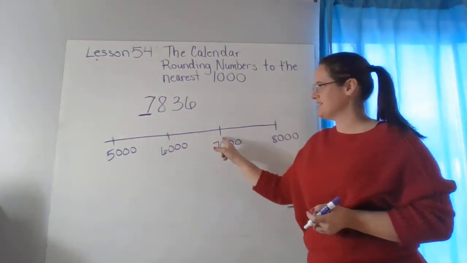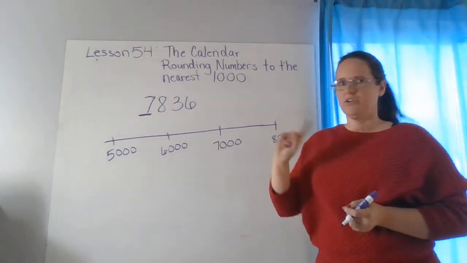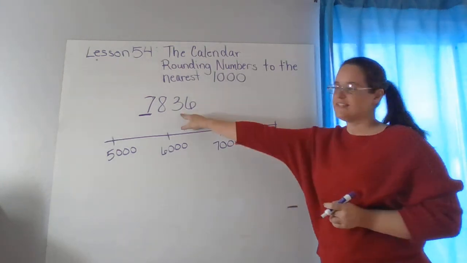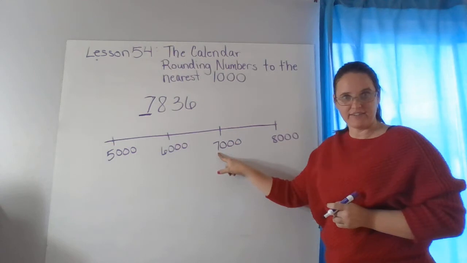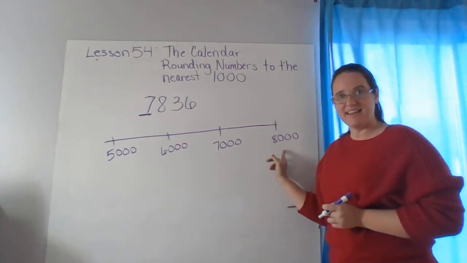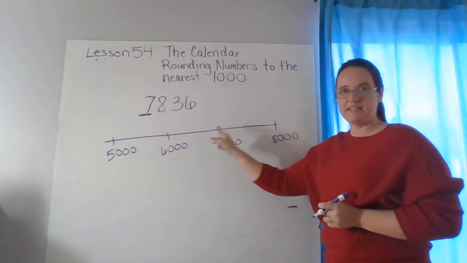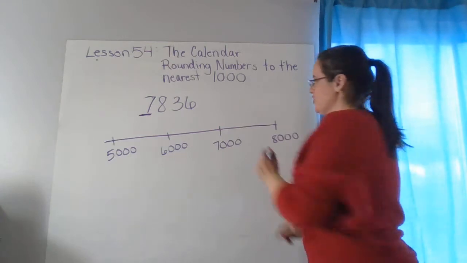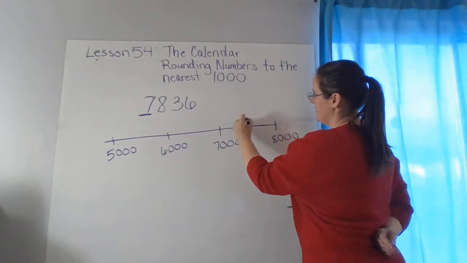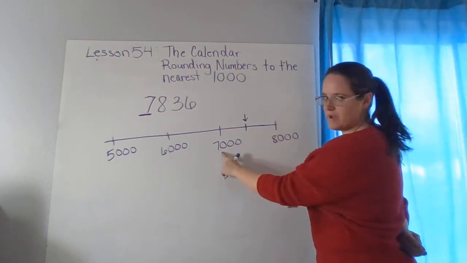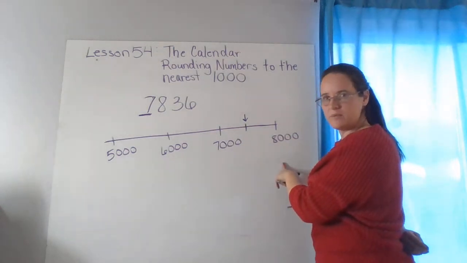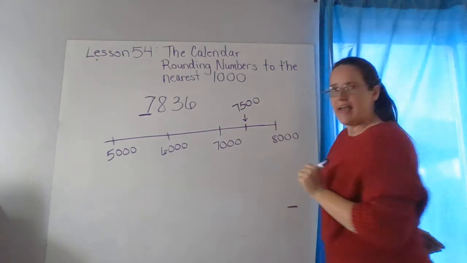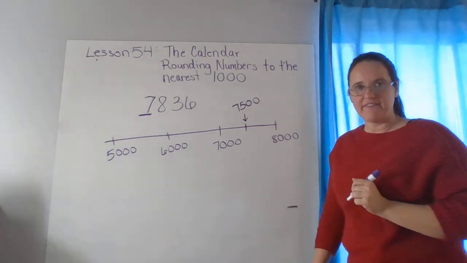No. Between the 6,000 and the 7,000? No. Between the 7,000 and the 8,000? Yes. This number is more than 7,000, but it's less than 8,000. So we know that it's going to be somewhere in this section of the number line. So I'm going to split that section in half, and this right here is halfway between 7,000 and 8,000. So what would that value be? Halfway in between would be 7,500.